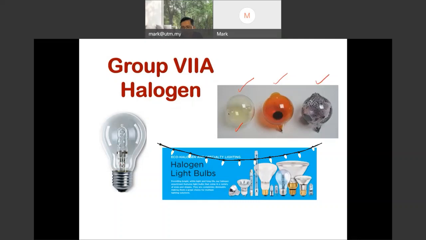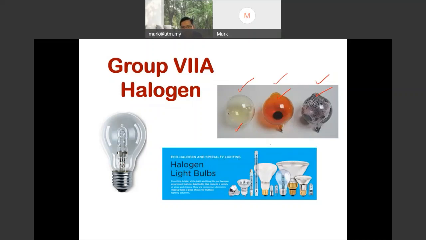Bromine is in liquid phase, and it shows a brown color, a liquid. And the iodine is a solid, and it's violet, purple color. The iodine can also vaporize, the solid form at room temperature and pressure. It can vaporize, and you can see purple fumes.